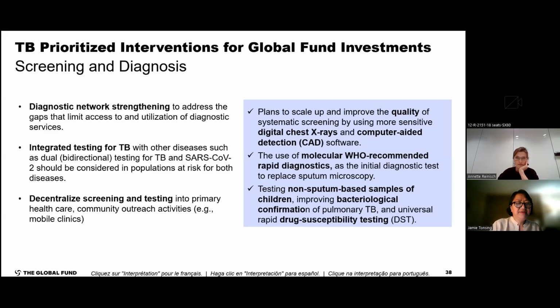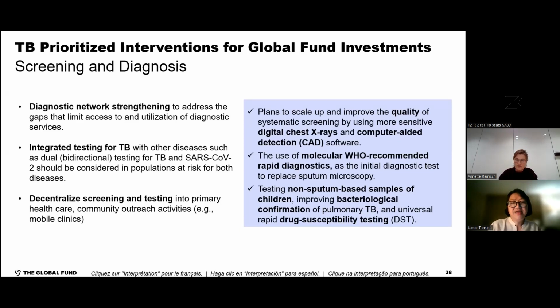Another very important point in terms of gaining efficiency is how can we integrate testing for TB with other diseases? For example, in the context of COVID, we were promoting testing for both TB and SARS-CoV-2, but it is also very true for TB and HIV, TB and diabetes, other conditions and comorbidities that are linked to TB. And importantly, we also need to decentralize screening and testing into primary healthcare and community outreach services, for example through mobile clinics, as another means to improve access to diagnosis.